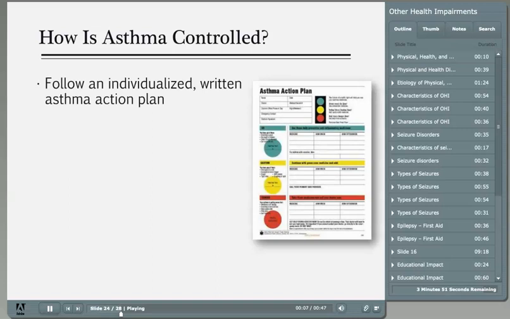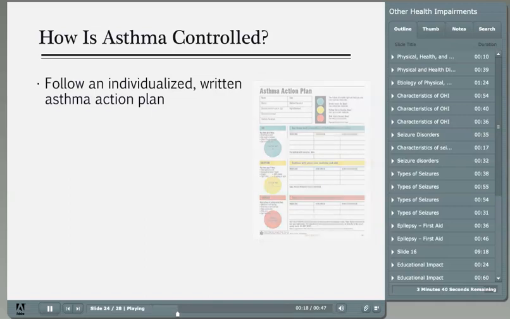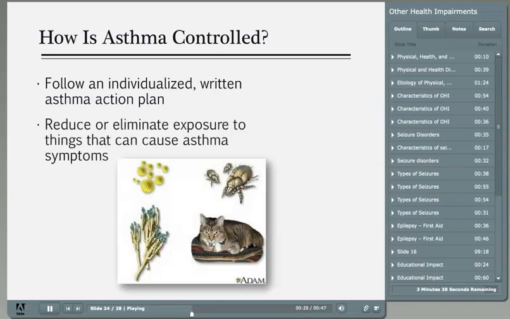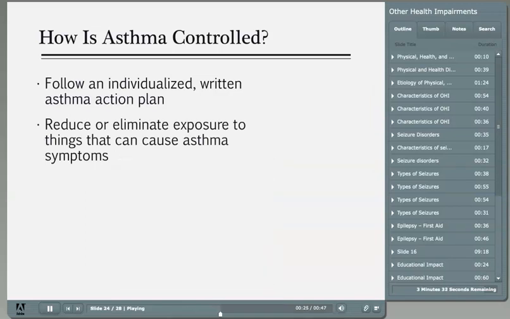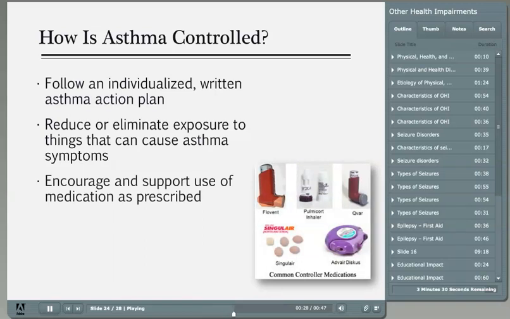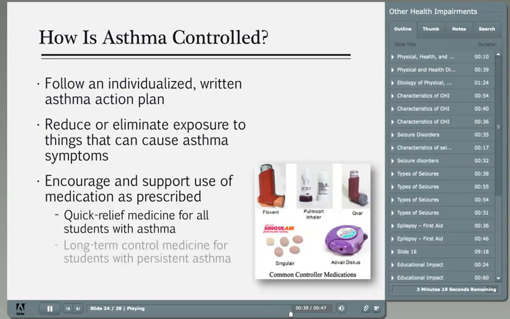Follow an individualized written asthma action plan. Each student's asthma action plan should come from his or her physician or other healthcare provider and be signed by parents and school nurse. If a student in a classroom is sensitive to specific allergens or irritants, reduce or eliminate those allergens or irritants. Encourage students to use their asthma medications as prescribed. For some students with only occasional symptoms, this may mean using just a quick relief medicine to relieve symptoms. For others, it may mean using daily long-term controlled medicines as well as quick-relief medicine when needed.